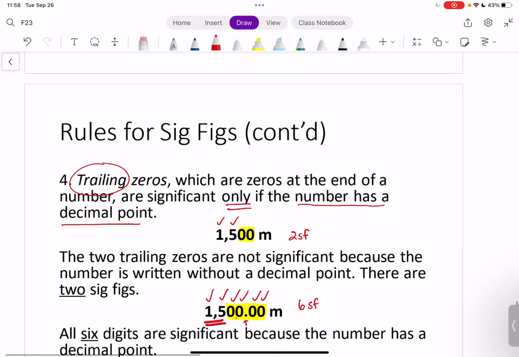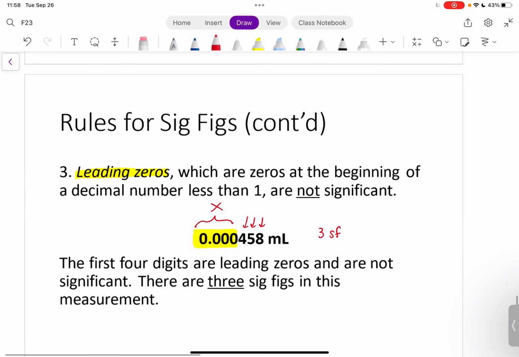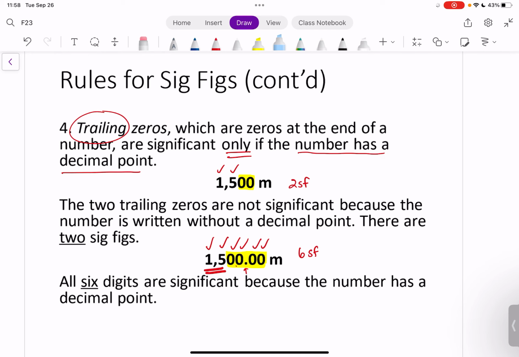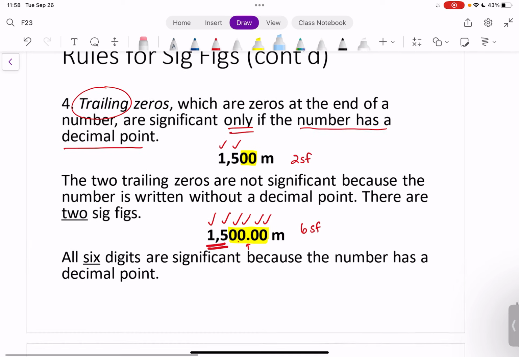And you might be like, well, Kayla, up here you said that these zeros were not significant, but there is a decimal place. Why are these not significant? How is this different? Yeah, these are leading zeros, right? So they come before the non-zero digits here. So those are not significant, but our trailing zeros are. Okay, I know, kind of weird. You'll get the hang of it.